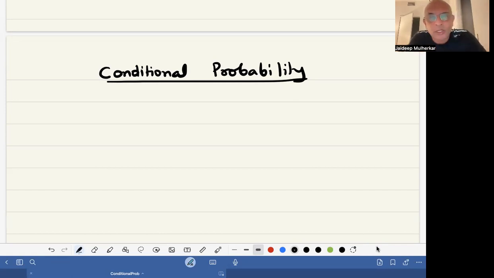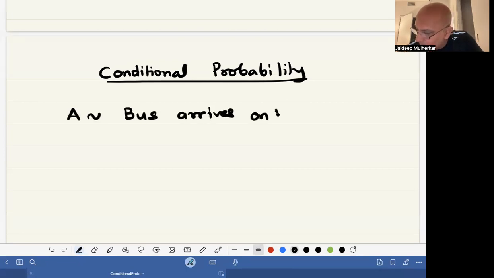So the first example is a very familiar one. You are standing at a bus stop and you're waiting for a bus to arrive. And so you have some preconceived notion about the times that the bus is likely to arrive. But then it starts raining. And so let's talk about some events. So let A be the event that the bus arrives on time. And let B be the event that it is raining.